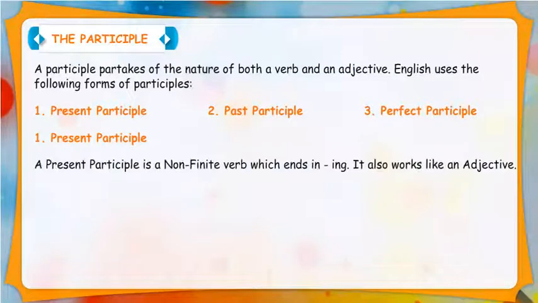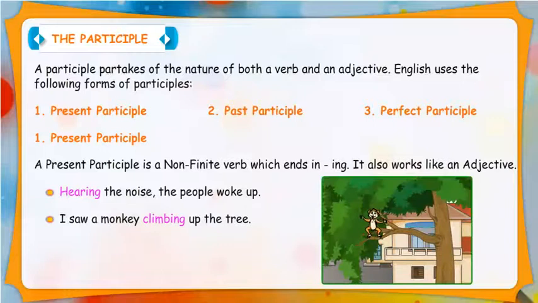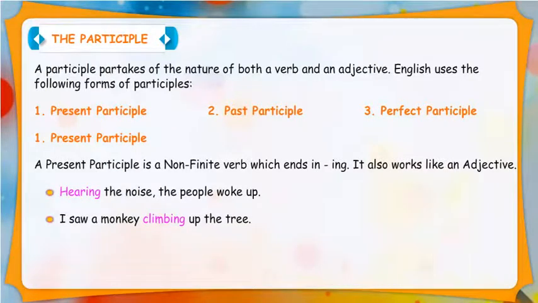Present participle. A present participle is a non-finite verb which ends in ing. It also works like an adjective. Hearing the noise, the people woke up. I saw a monkey climbing up the tree.